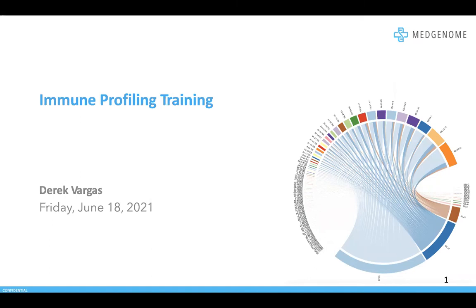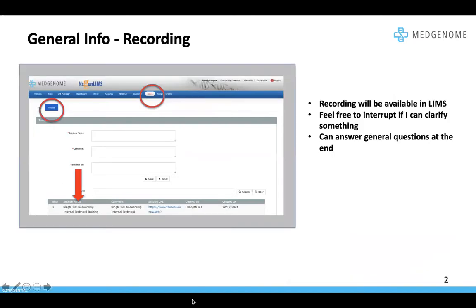Takara single cell kit. So as a reminder, I'll be recording the training, and all of these trainings can be accessed in LIMS. If you go to the sales tab in LIMS and then click on technical FAQ, and then you have to go to the training tab here. That's a bit hard to find. But then you can see a list of all of the training videos that we've done.